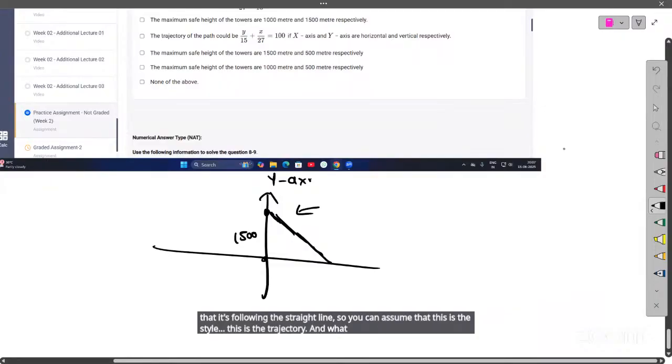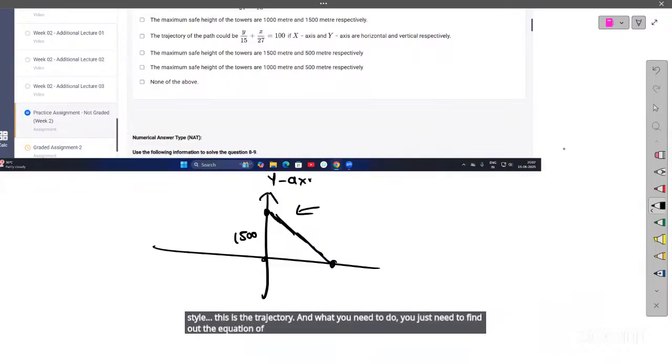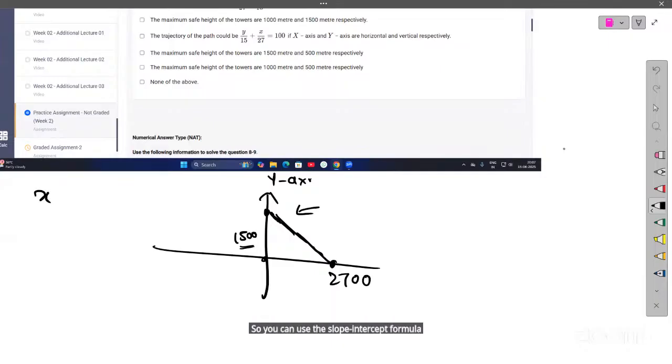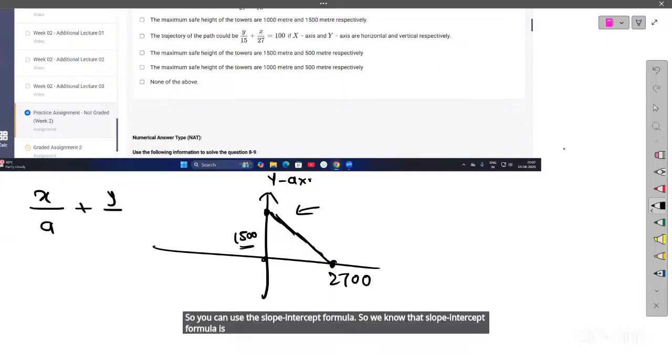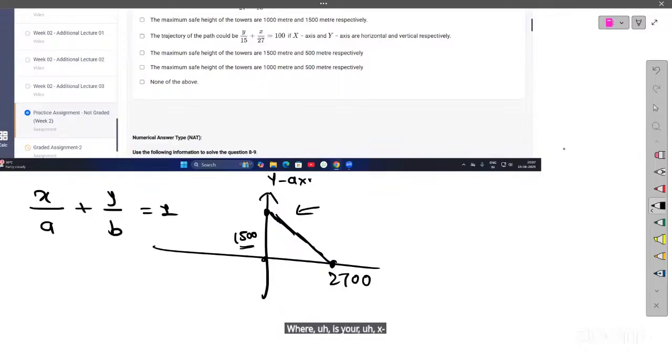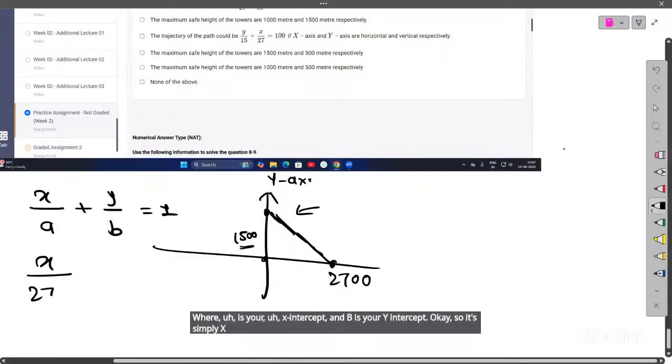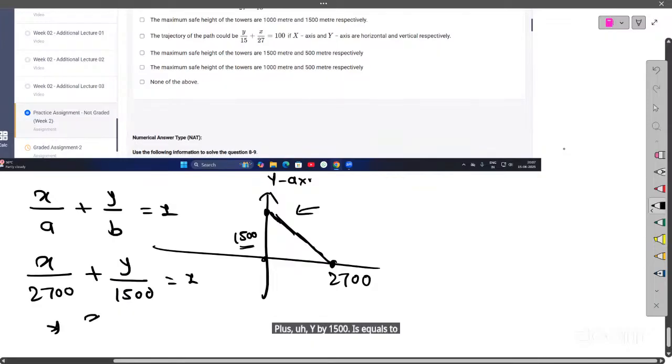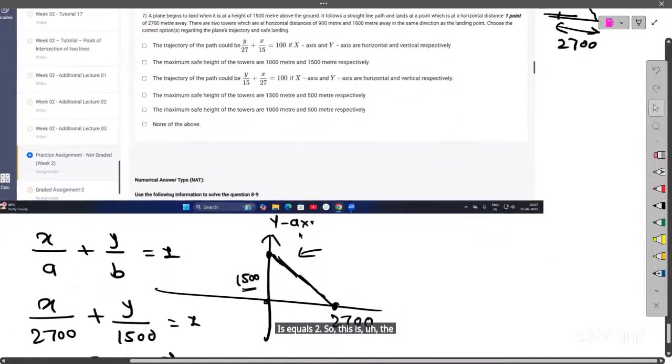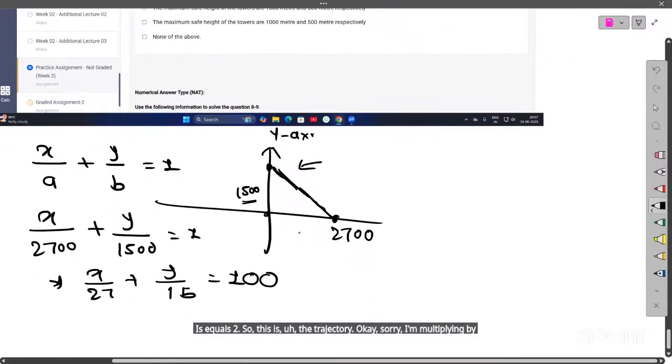And what you need to do is find the equation of this line, which has y-intercept 1500 and x-intercept 2700. So you can use the intercept formula, x by a plus y by b is equal to 1, where a is your x-intercept and b is your y-intercept. So it's simply x by 2700 plus y by 1500 is equal to 1. So we can say that it's x by 27 plus y by 15 is equal to 1. So this is the trajectory. Sorry, I am multiplying by 100, so 100 should come here.